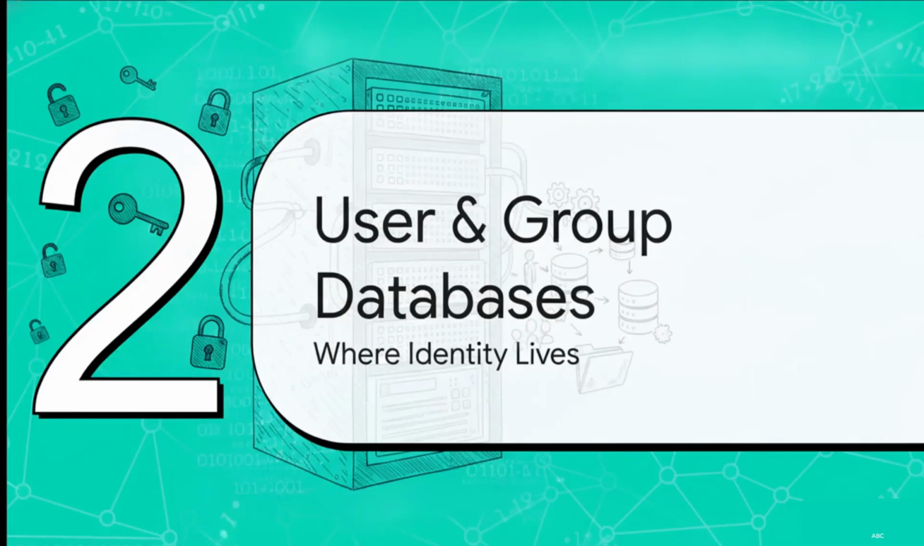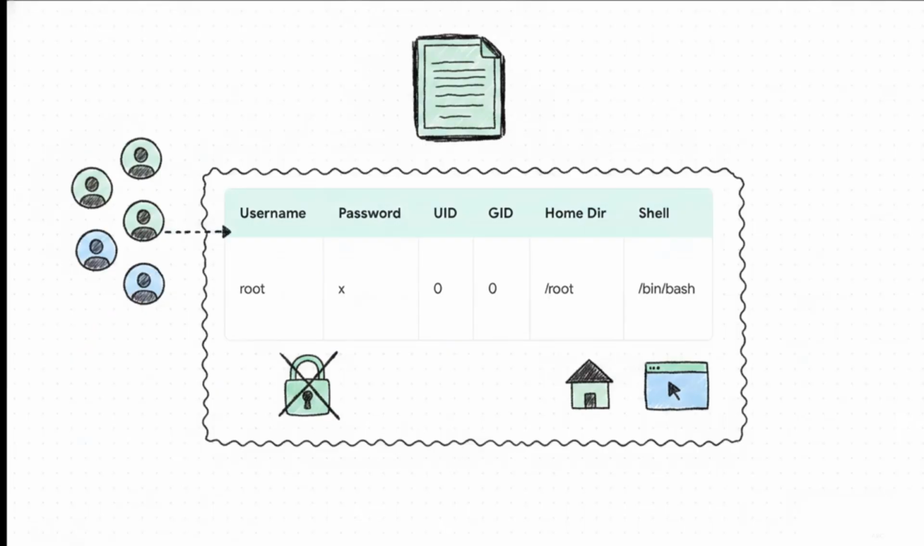Moving right along to section 2, the user and group databases. Let's see where this identity info actually lives behind the scenes. So, we know how to ask the system who we are, but where is it looking? Well, local user accounts are mapped out in a simple text file called /etc/passwd.